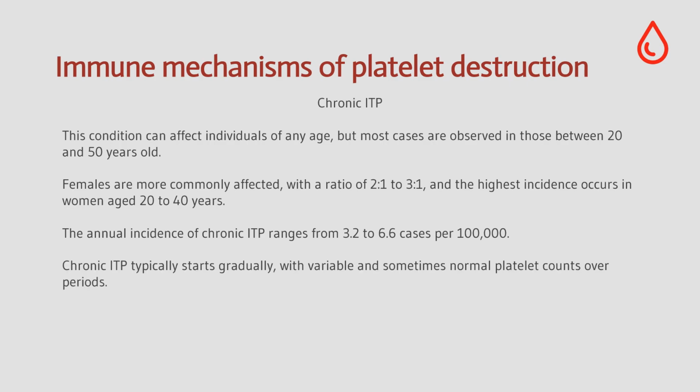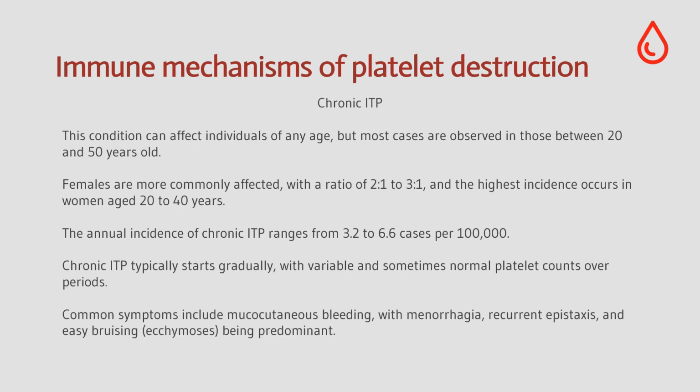Chronic ITP typically starts gradually, with variable and sometimes normal platelet counts over periods. Common symptoms include mucocutaneous bleeding, with menorrhagia, recurrent epistaxis, and easy bruising, ecchymosis, being predominant.